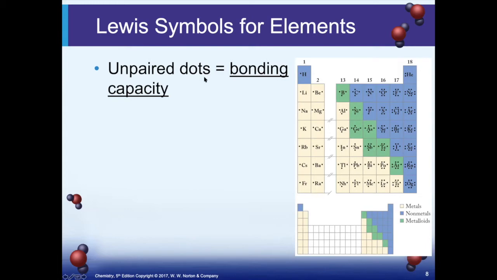So an important concept is the bonding capacity, and the way you can get that from the Lewis symbol is that it's the number of unpaired dots. So the number of unpaired dots is what you could call the bonding capacity. For example, beryllium here has a bonding capacity of 2 because it has 2 unpaired electrons. Nitrogen here has 1, 2, 3 unpaired electrons, so it has a bonding capacity of 3. That's what we're talking about.